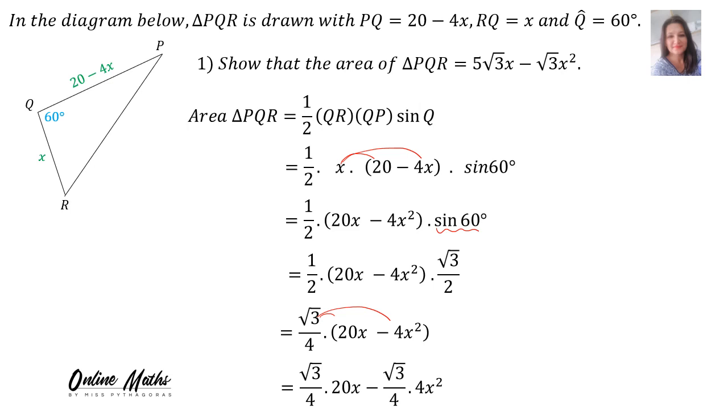And then I will say 4 goes in itself once, 4 goes into 20 5 times. And there you're left with 5 root 3x minus, and the second term, the 4 and the 4 will cancel, and you're left with negative root 3x squared.